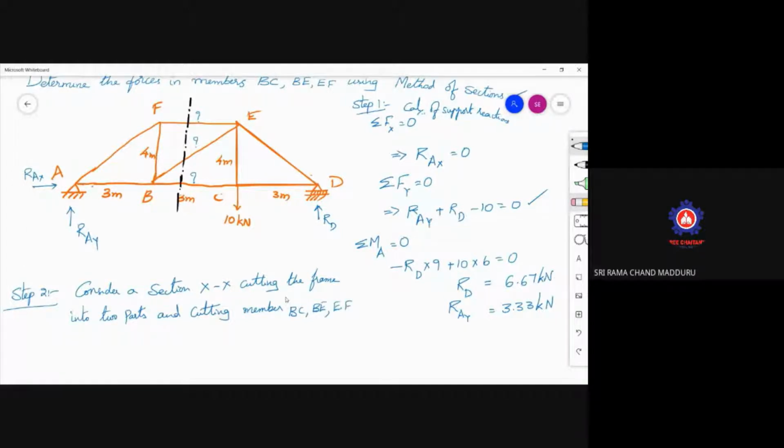So we have taken a section XX in such a way that it is meeting three members, and it is cutting the entire frame into two parts. For example, in the question, instead of asking all these three members, it is mentioned that BC and BE are to be calculated. So don't take a section like this only meeting these two points.